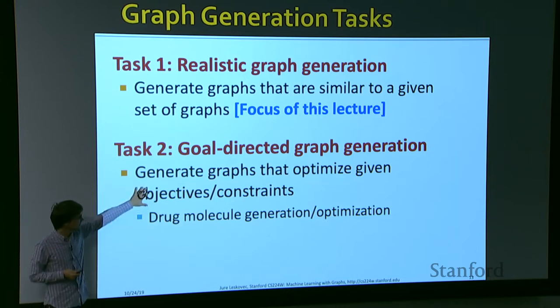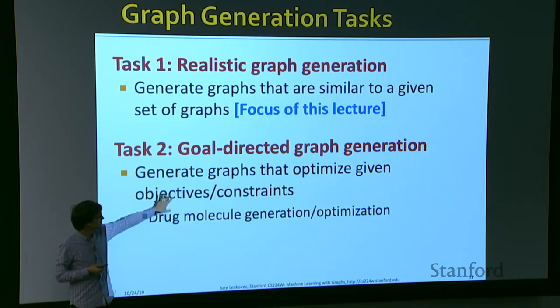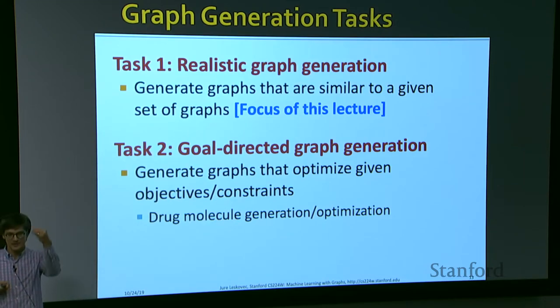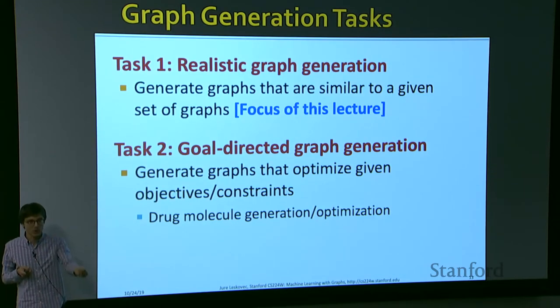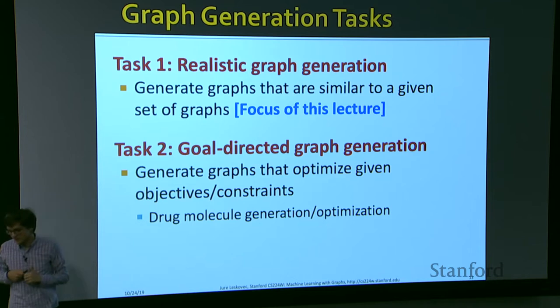Then in terms of applications, you can push this a step further and talk about goal-directed graph generation, where you ask, can I generate graphs that optimize given objectives? If you generate drugs, you ask, can I generate a molecule that optimizes treatment, or that is non-toxic, or that is soluble, and so on. These are the applications of this technology.